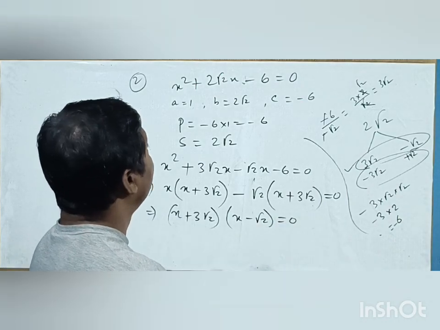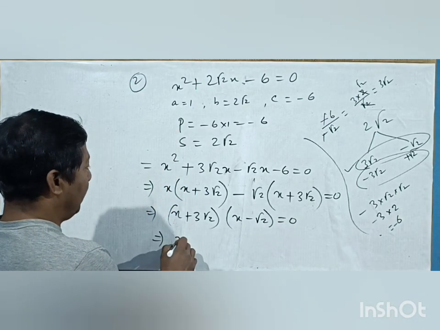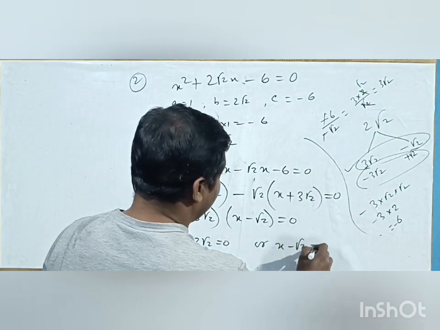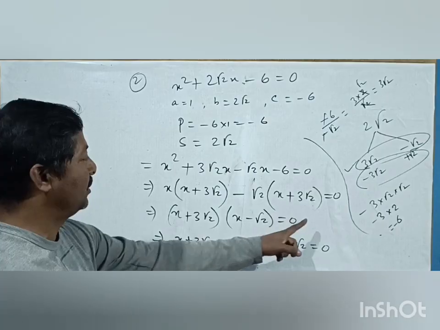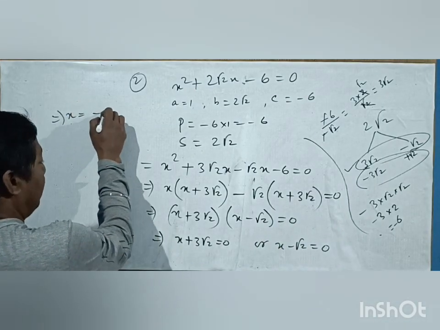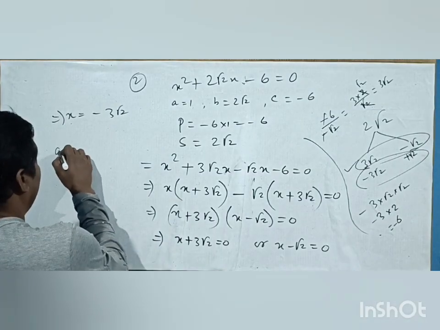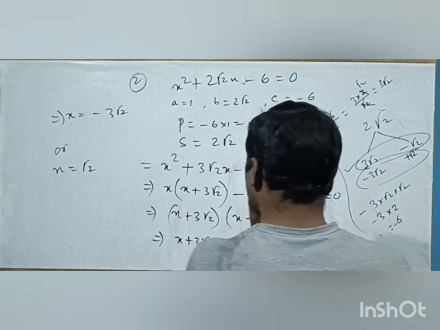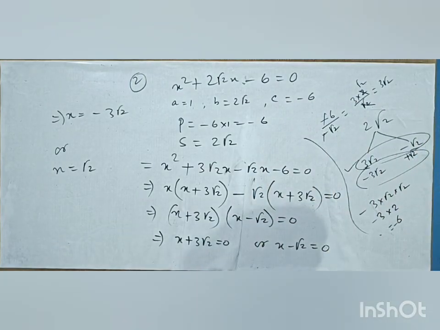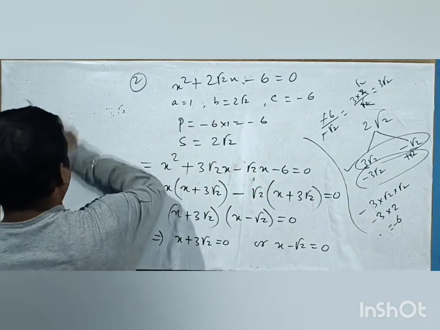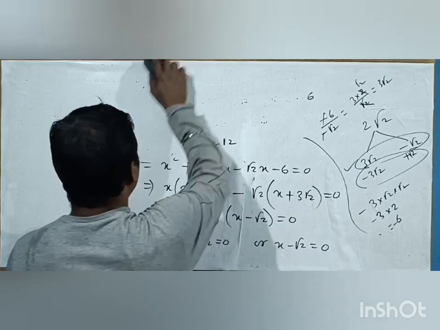So now x plus 3 root 2 is equal to 0, or x minus root 2 is equal to 0. This term will be 0 or this term will be 0. So x equal to minus 3 root 2 or x equal to root 2. So these are the two answers: one is minus 3 root 2 and the other is plus root 2. Okay, let's solve the third one.